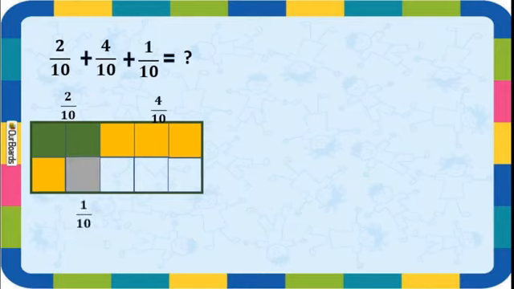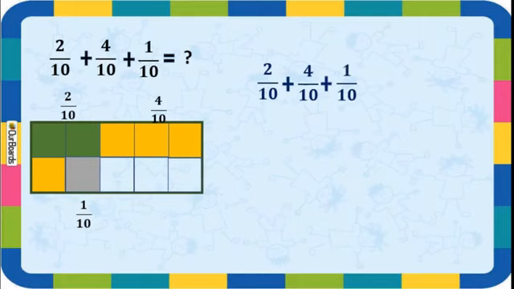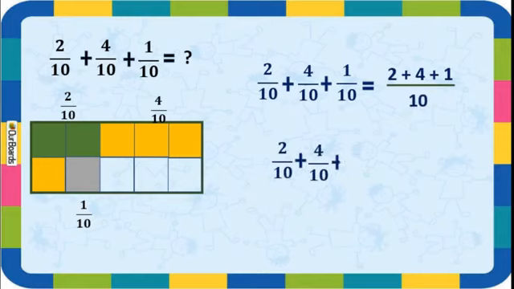Isn't it? Now we will go for addition. 2 upon 10 plus 4 upon 10 plus 1 upon 10 is equal to, now you know, we will add the numerators. Isn't it? Now 2 plus 4 plus 1 because the denominator is same, that is 10. Now again we will write is equal to 2 plus 4 plus 1 is 7, isn't it?